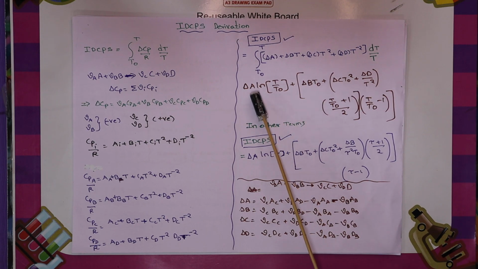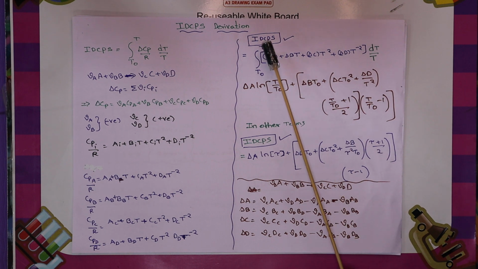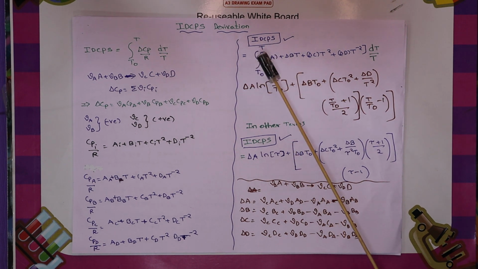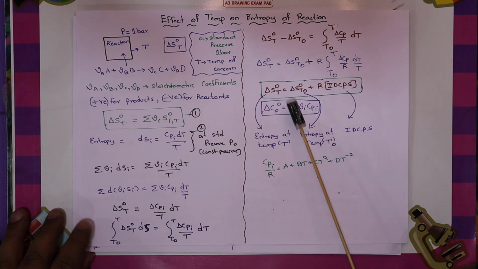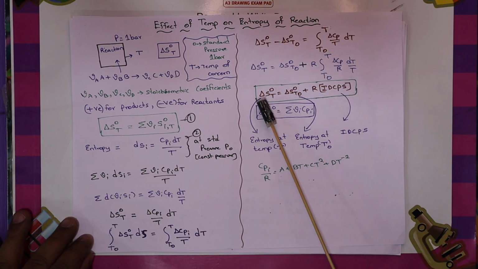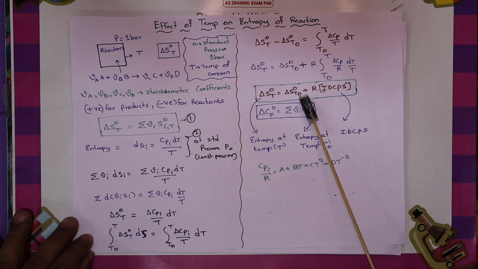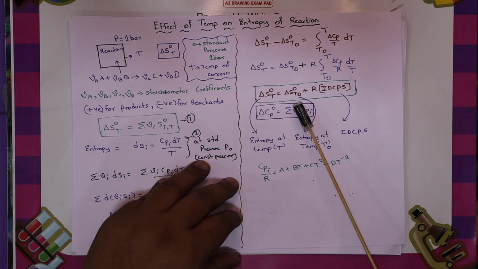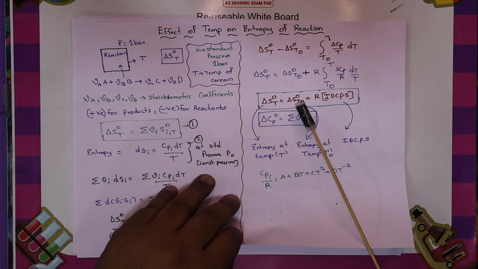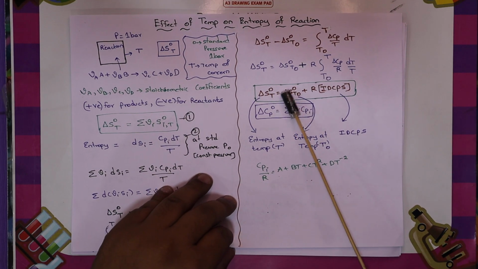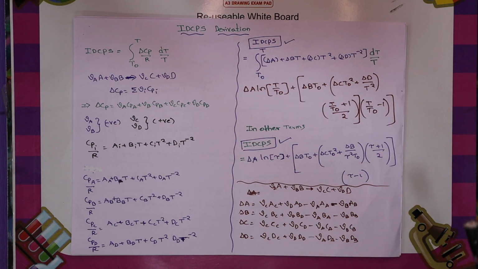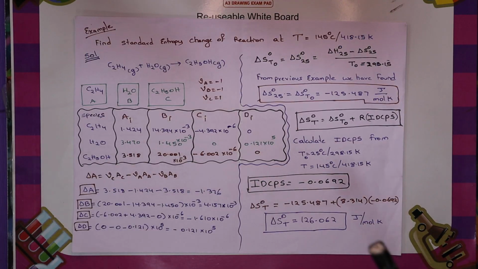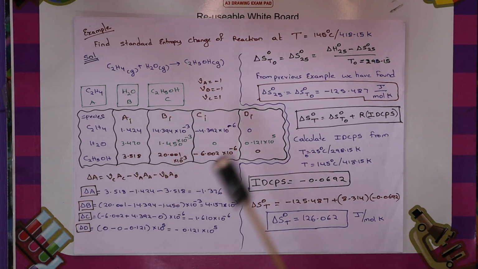Once you get delta A, delta B, delta C, delta D, T0 and T information, if you substitute these values, you can get the IDCPS information. Once you know IDCPS, you can use this particular equation to calculate delta S, that is the entropy change of the reaction at temperature T. T0 is anyway given, the reference temperature entropy values are already given in the textbook. We have done a small example, so you can refer to how to get the entropy change of the reaction at T0 temperature. So let us look at one small example, so it will be more clear.